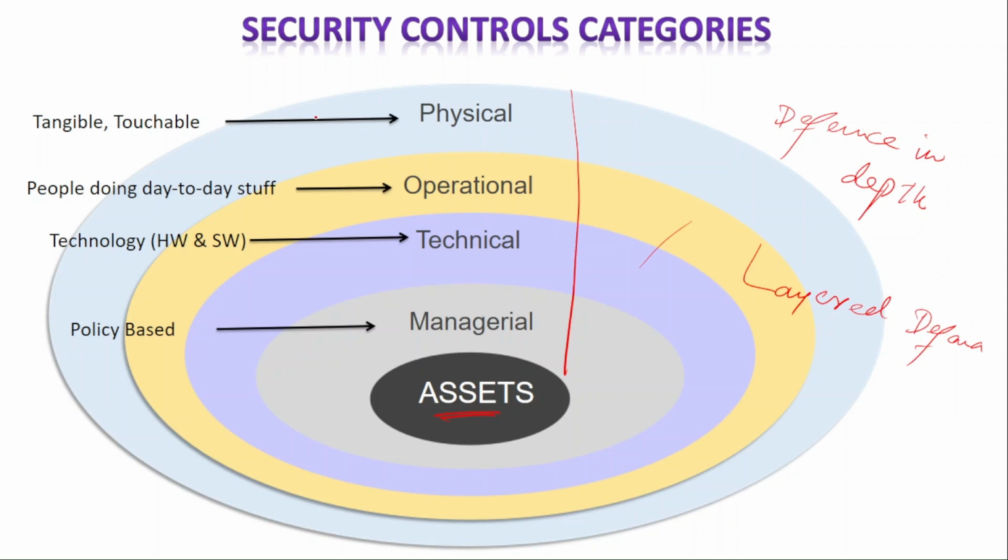And to remember, the physical category of control is basically tangible and touchable. Operational deals with people doing day-to-day stuff. Technical controls are implemented through technology, that is hardware and software. And managerial controls are basically policy based.